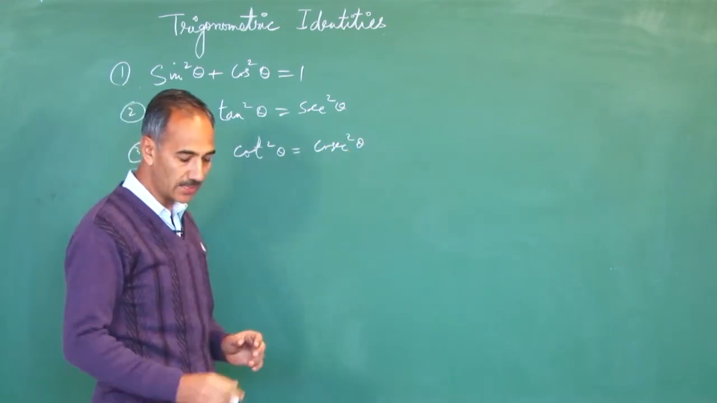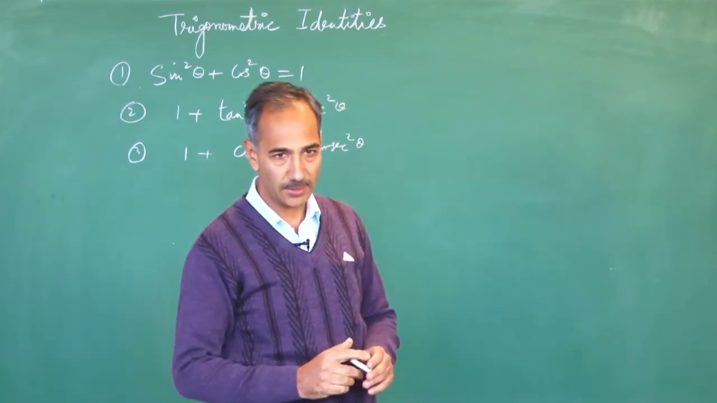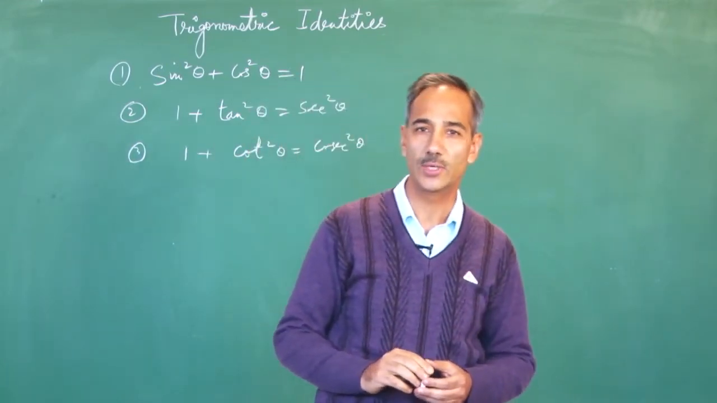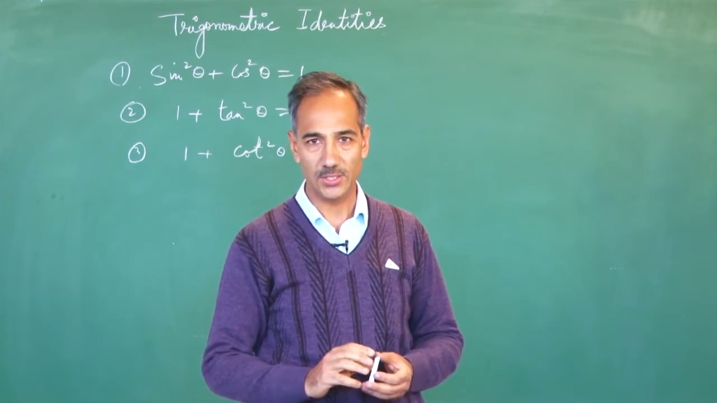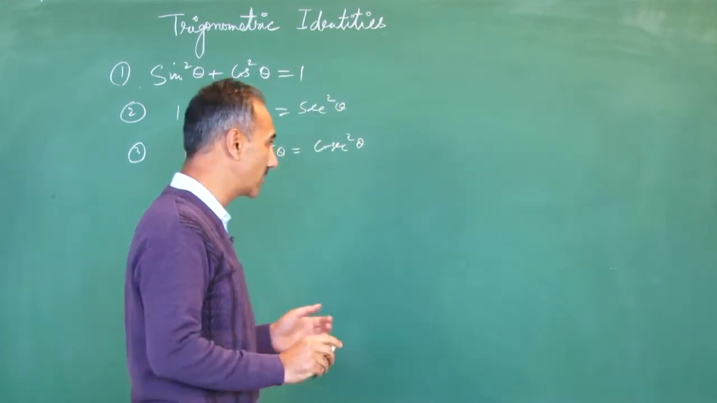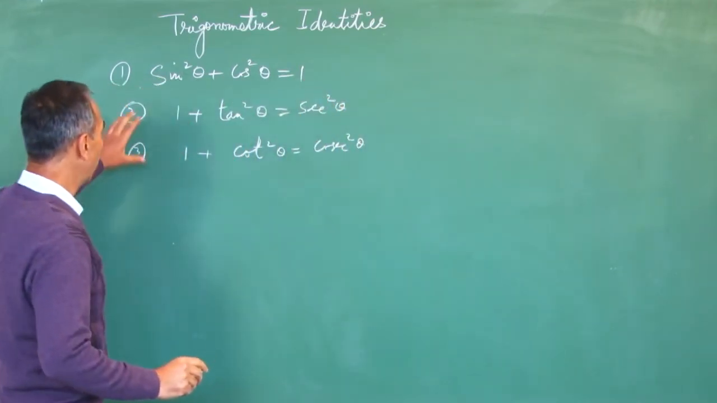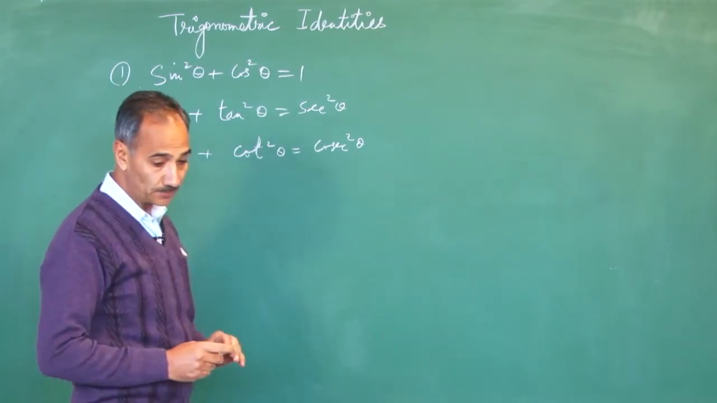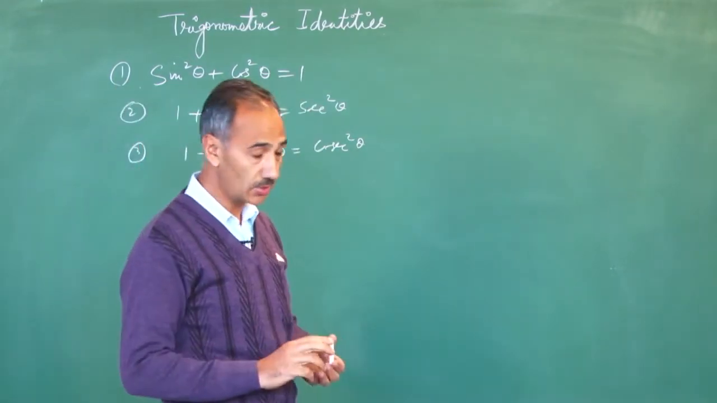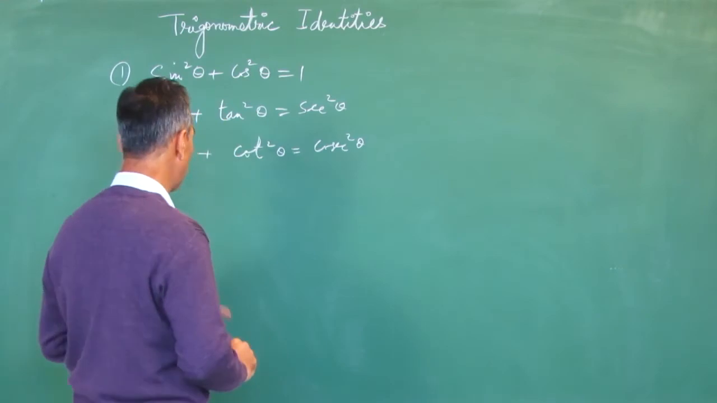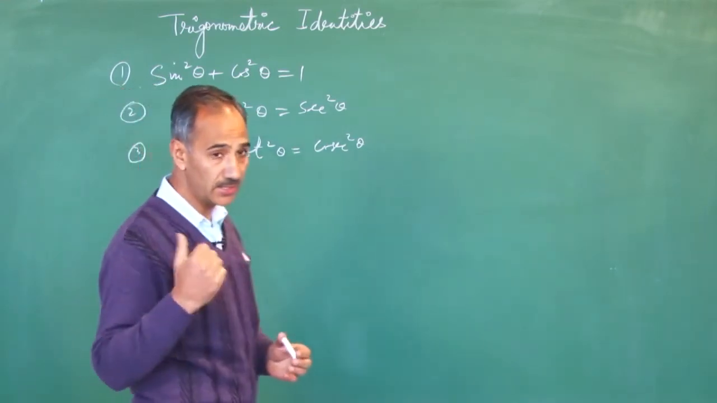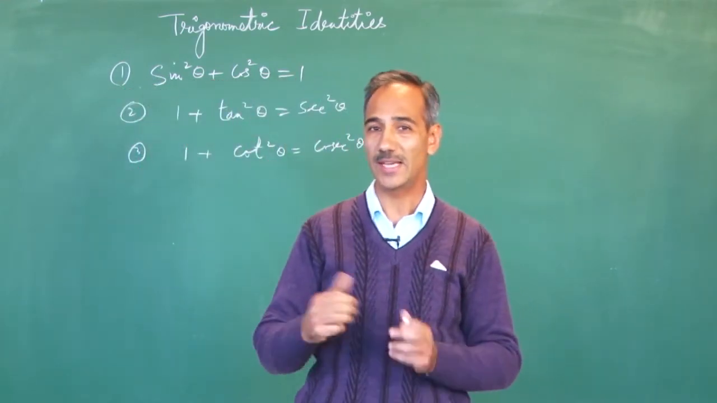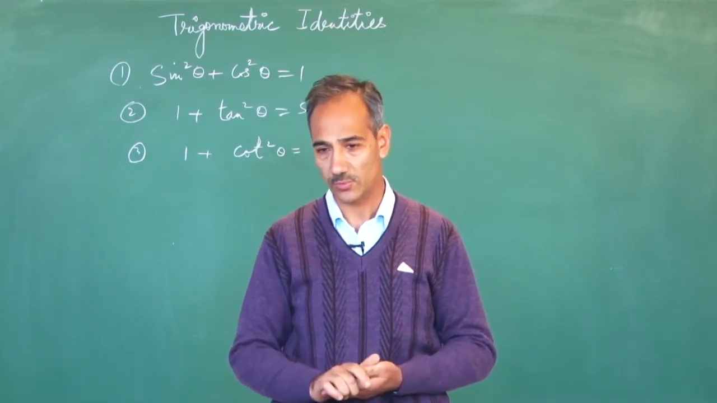If you remember last time, I said these three identities are the basic identities. They are also known as Pythagorean identities, or they are also known as squared results because of the square. And observe the relation of two trigonometric T ratios. Like in first identity, you have a relation between sine and cos. Sine square plus cos square is 1.